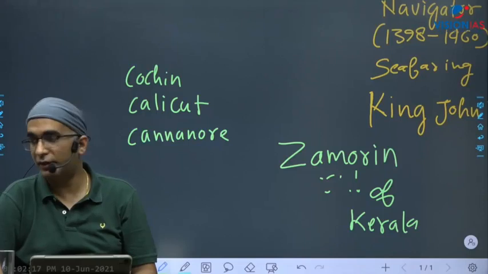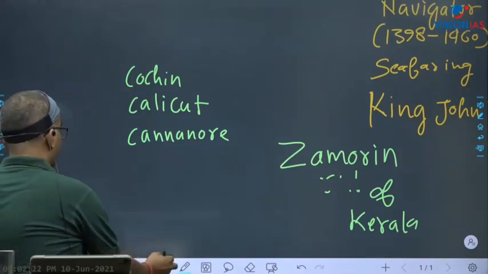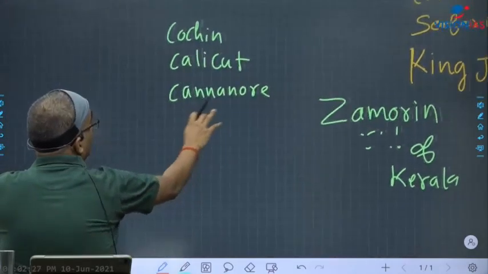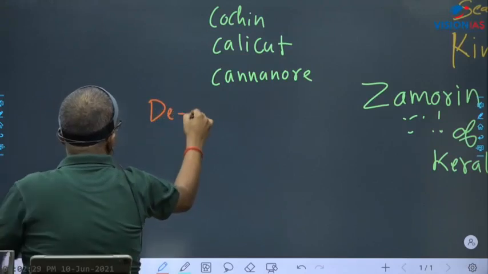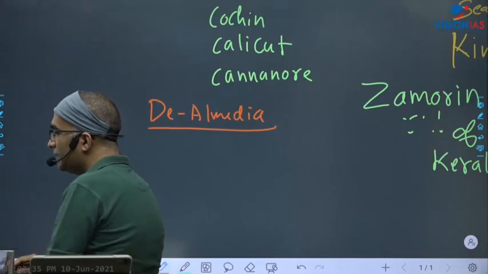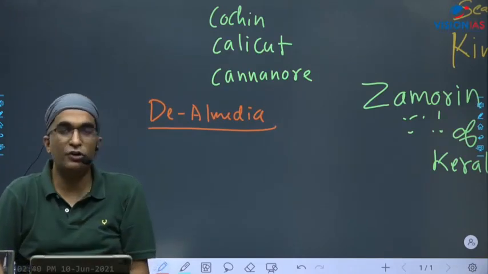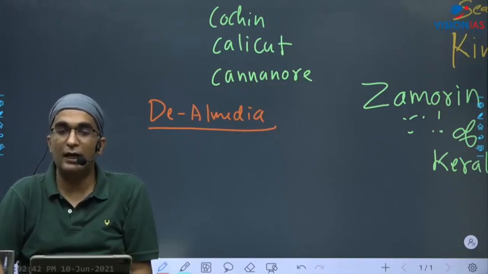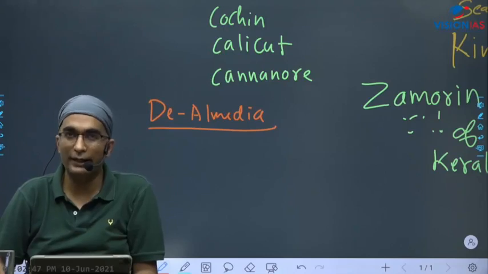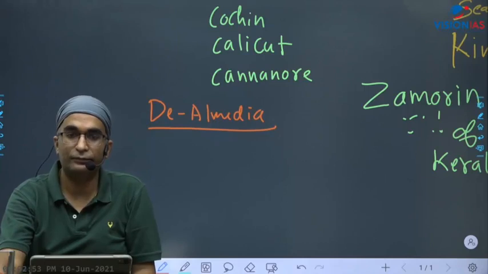After that, you write D. Almeida. That name I have written earlier also. Once again, you write D. Almeida was the first Portuguese viceroy in India.